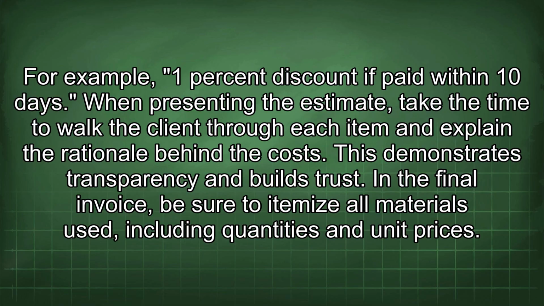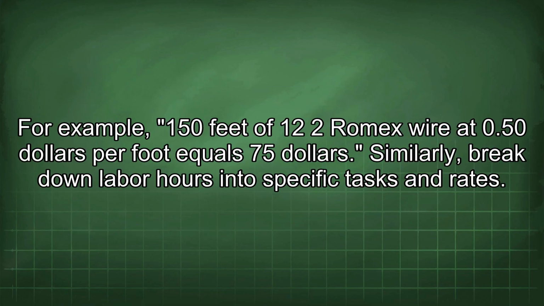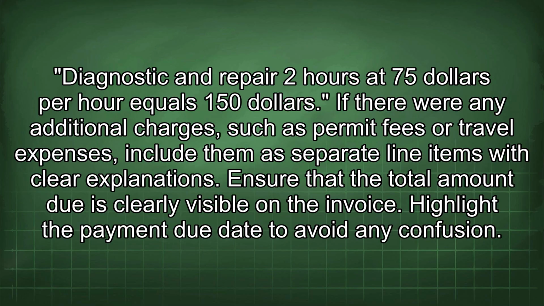In the final invoice, be sure to itemize all materials used, including quantities and unit prices. For example, 150 feet of 12-2 Romex wire at $0.50 per foot equals $75. Similarly, break down labor hours into specific tasks and rates. Diagnostic and repair, 2 hours at $75 per hour equals $150.